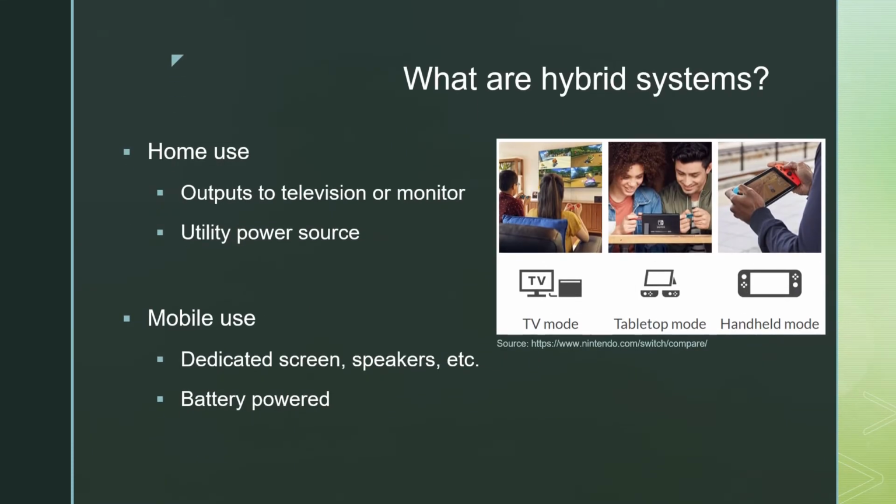So to start with, what are hybrid systems? The best example available right now is the Nintendo Switch. It is a platform that can switch between home use, where it connects to a television or monitor and has outlet power, to being able to be used on the go, where it has a dedicated screen and is battery powered. The strength of these hybrids is that you can use the same applications at home, on a screen, or on the go, but the downside is that you are limited to the power of that handheld system.